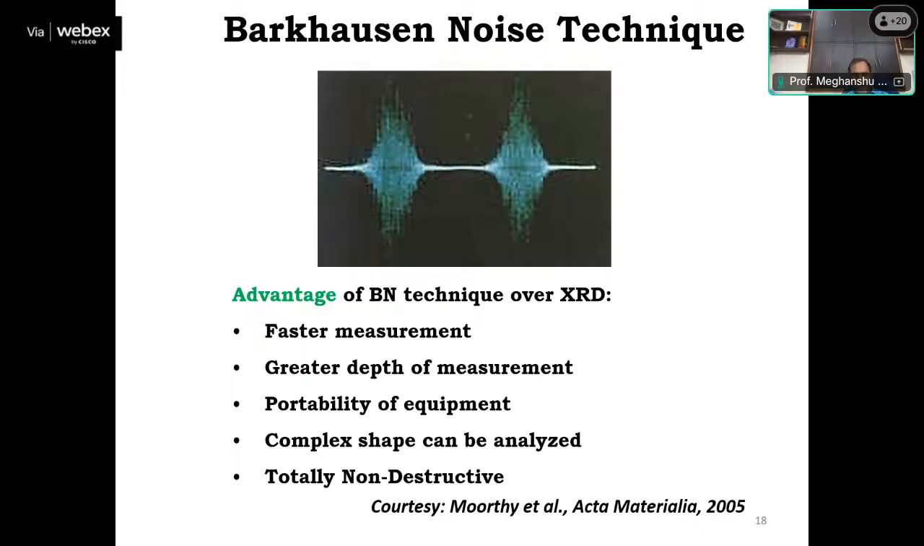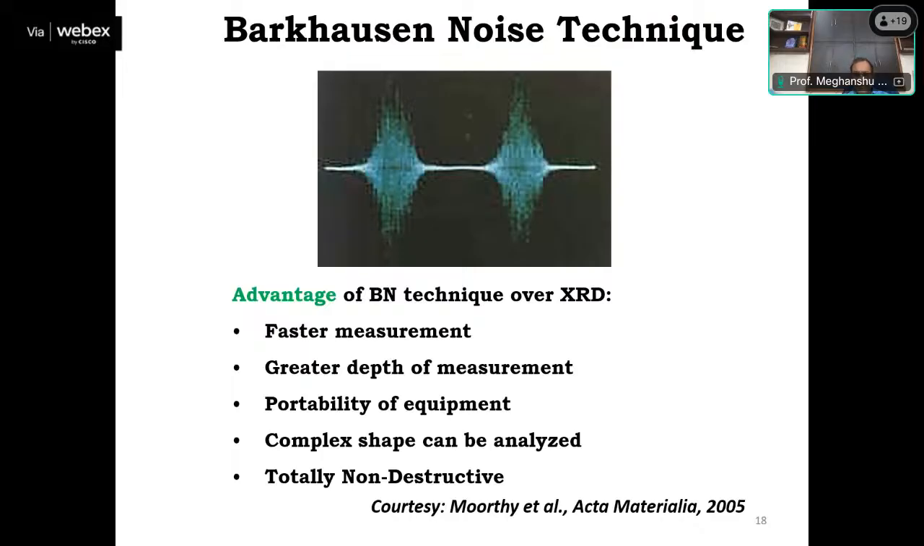What are the advantages of the Barkhausen noise technique over the X-ray diffraction technique, or XRD? First, it is faster measurement. I told you earlier that in the case of XRD, we have to devote more than 1 hour. But in the case of this technique, as you have seen during the demonstration, within a fraction of a minute we were able to get the Barkhausen noise signal as well as the hysteresis loop.